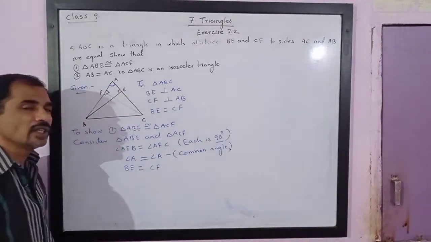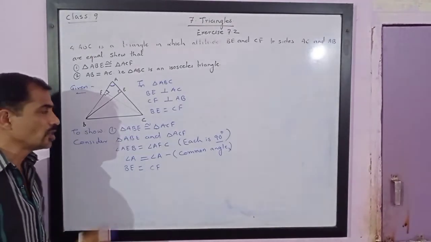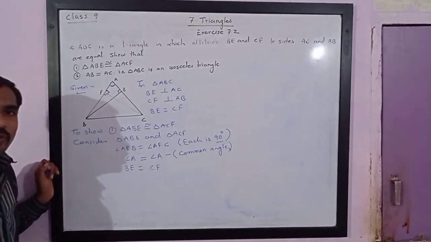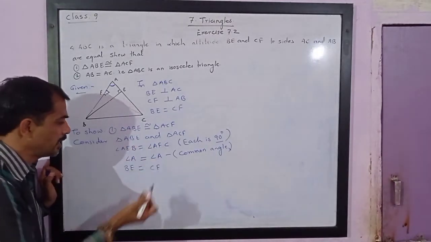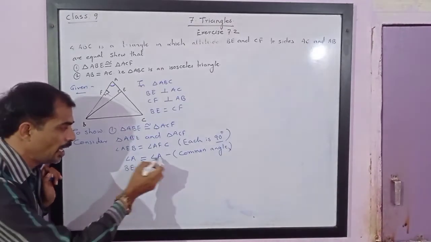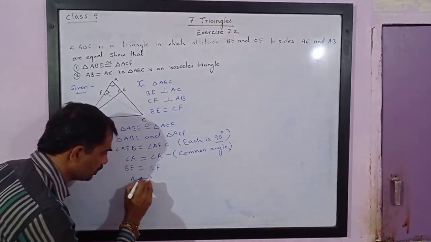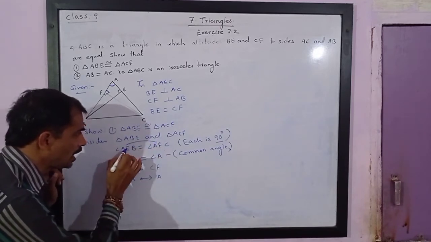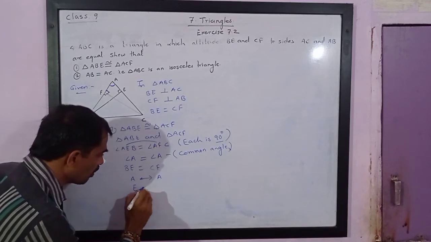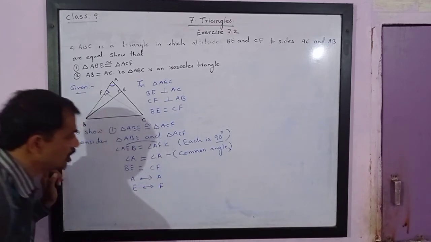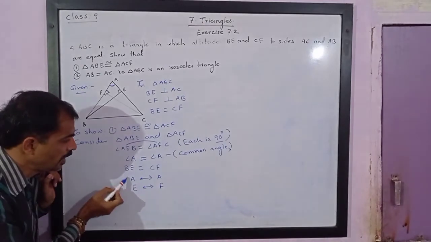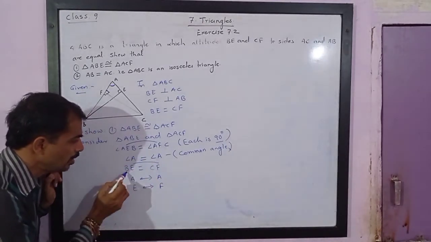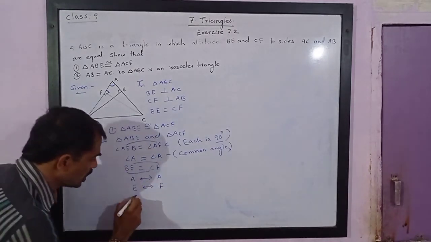But to write the congruency, we need to write one-to-one correspondence. So to write one-to-one correspondence, we have to check which vertex is congruent to which vertex. So here you will notice from the angles it can be written very easily. Here A corresponds to A. Then E corresponds to F. Please note, this is angle E and this is angle F. So E corresponds to F. Now we have written A corresponds to A, E corresponds to F. It means we can say that B corresponds to C.